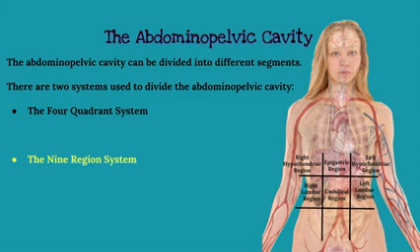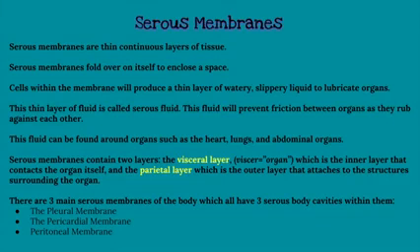The left and right inferior regions are the right and left iliac regions. Between those two regions is the hypogastric region, which is located right below the stomach. Now this system, the 9-region system, is more so used amongst anatomists, while the 4-quadrant system is more commonly used in the medical field.